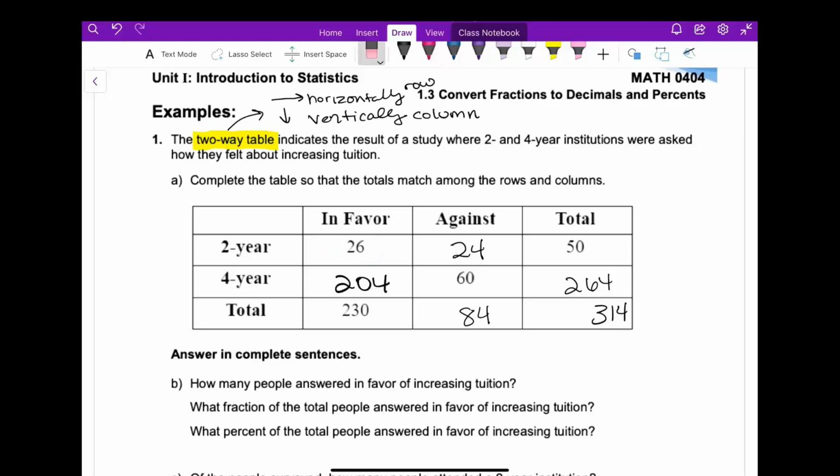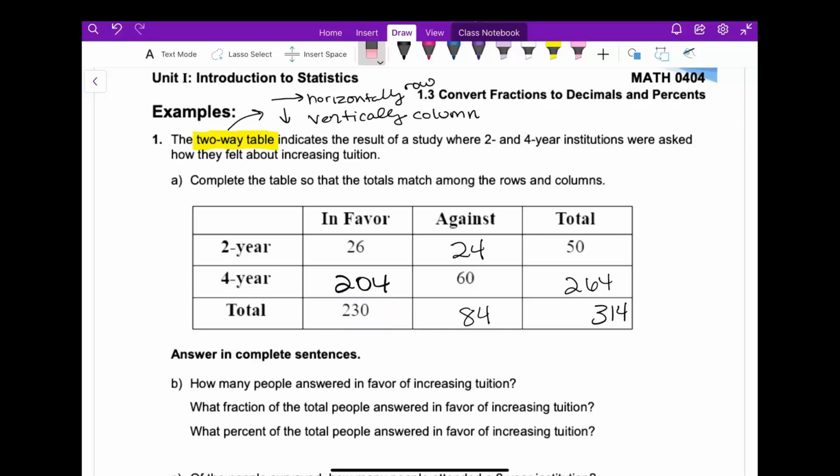So we're doing the same thing. Let's do it again. Let's pick a different number. How about if I pick 60? This is 60 people in a 4-year institution who are against raising tuition. What about some of the totals? Let's look at another one. What if I pick this 230? This is 230 people total who are in favor of raising tuition. Now, these 230 people are mixed. They have a mix of 2-year people and 4-year people.